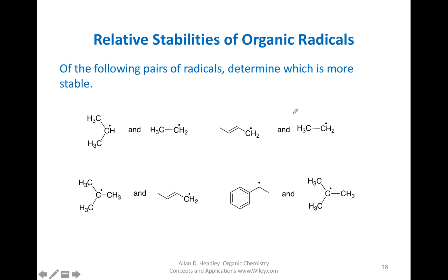So let us apply this knowledge to solving this problem. Of the pairs of radicals shown below, determine which is more stable. Here we have this radical and this radical. Notice it's a radical because it's one electron sitting on this carbon, one electron sitting on this carbon. So which is more stable? What you'll have to do here is to determine if this carbon is primary, secondary, or tertiary, which will tell us if the radical is primary, secondary, or tertiary. This carbon is bonded to two other carbons and a hydrogen, so therefore it's a secondary. This is bonded to one, so therefore it's a primary.